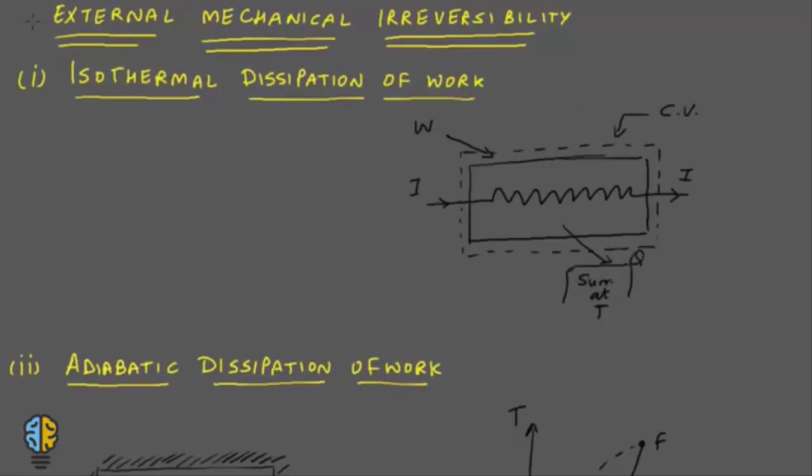Let us talk about the external mechanical irreversibility and the processes that exhibit these things. The first one is the isothermal dissipation of work. Now, let's consider the isothermal dissipation of work through a system into the internal energy of a reservoir.